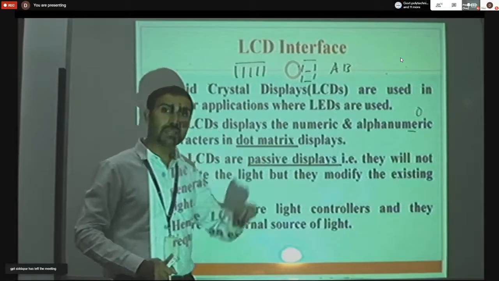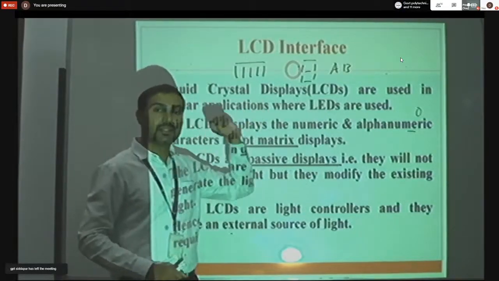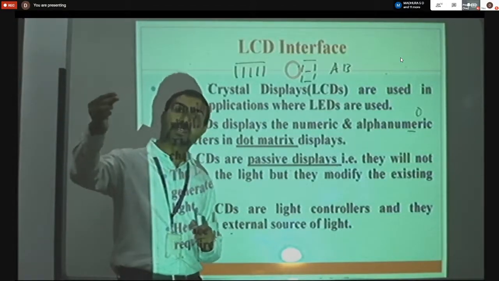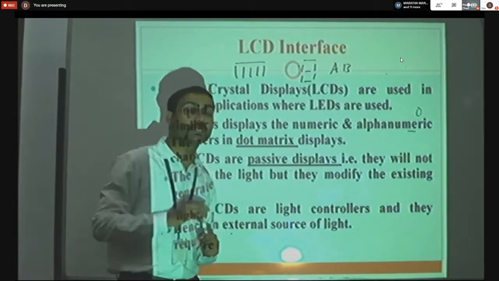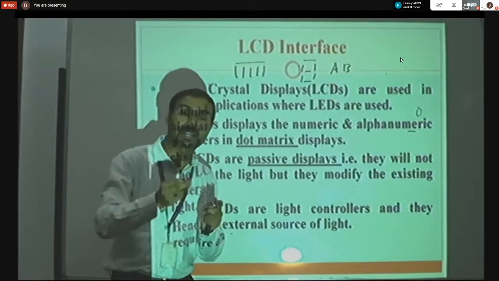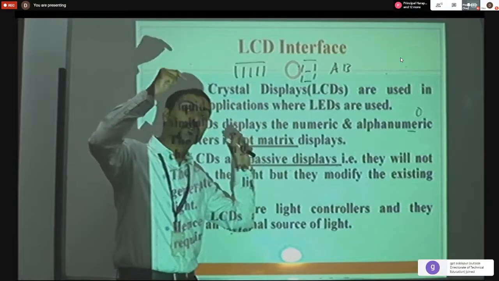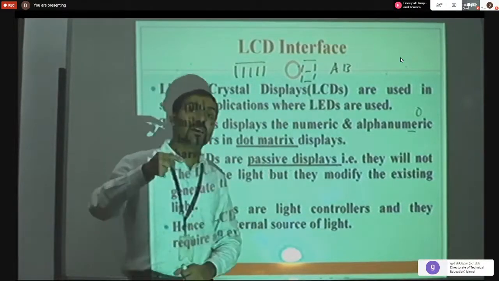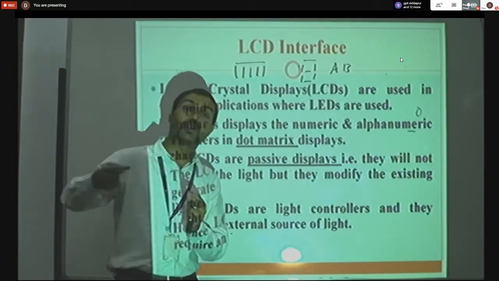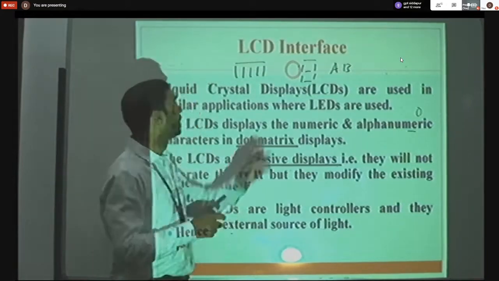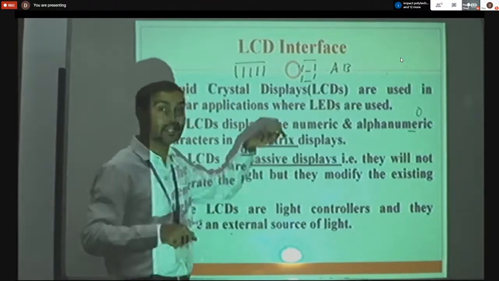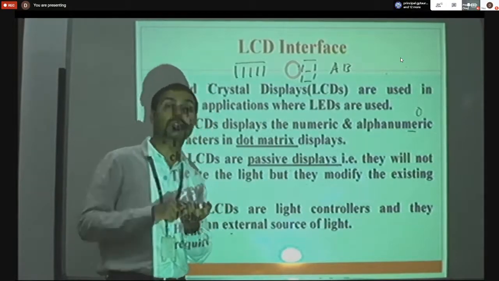And one advantage of the LED is that there is no requirement of an external power supply or external light source. An internal light source is enough. Internal current or voltage is enough for the LED, which we are using in the 7-segment display. But for the LCD, in addition to the internal current source, we should also use an external current source. For LED, the internal current source is enough and an external current source is not required. But for LCD, in addition to the internal current source, an external current source is also required.